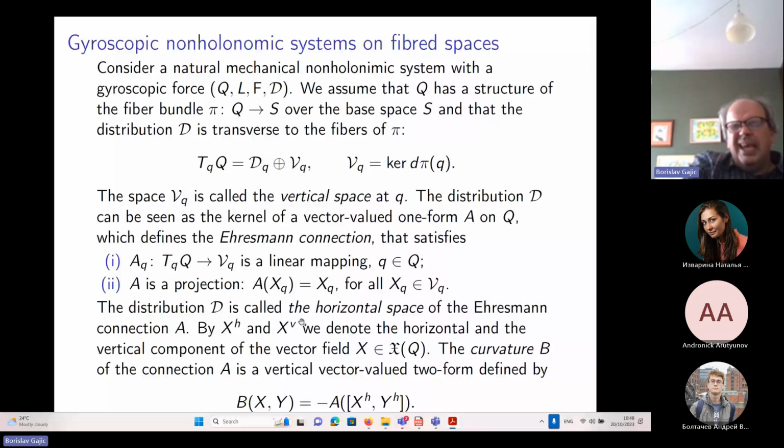It is usual to consider the curvature of the connection. The curvature of the connection is defined with this formula. If you have two vector fields X and Y, take their horizontal parts and find the commutator. But since the distribution is non-integrable, this vector field is not horizontal, so it has a vertical part, and we project it, with a minus sign, to the vertical direction. One gets this, which is the curvature of the connection.